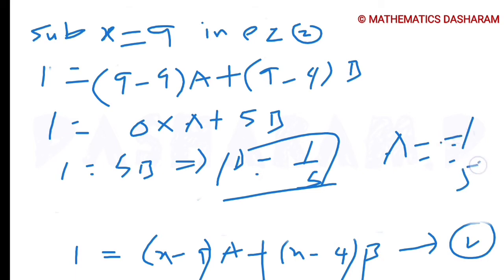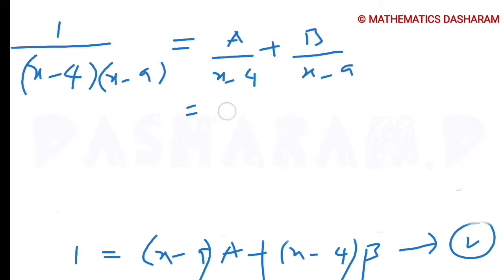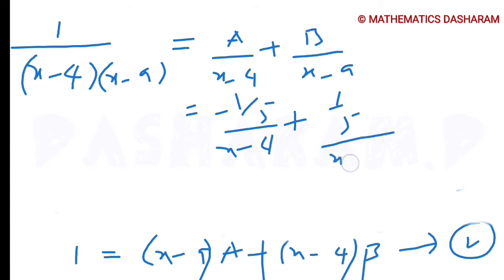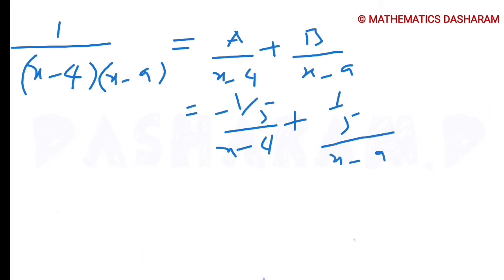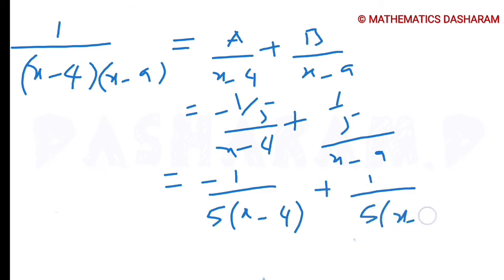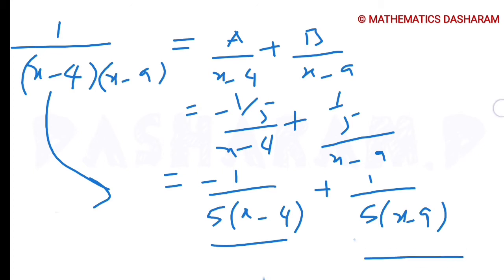Substitute them in equation 1. So a value is minus 1 by 5 divided by x minus 4 and b value is 1 by 5 divided by x minus 9. So it equals minus 1 by 5 into x minus 4 plus 1 by 5 into x minus 9. So finally the given fraction is resolved into partial fractions, which are minus 1 by 5 into x minus 4 and 1 by 5 into x minus 9.